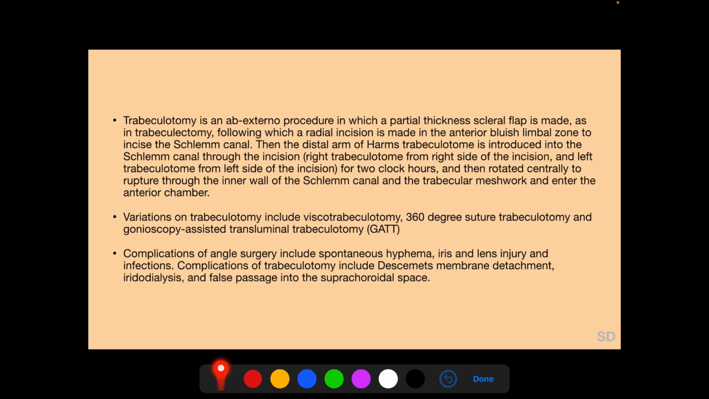Complications of angle surgery include hyphema, iris and lens injury, and infections. Complications of trabeculotomy in addition include Descemet's membrane detachment, iridodialysis, and false passage into the suprachoroidal space.